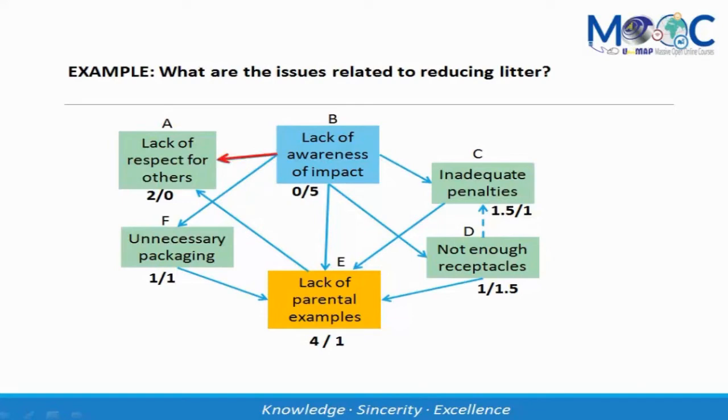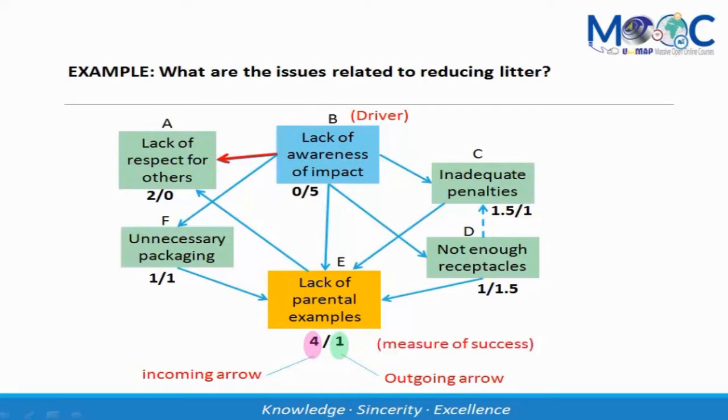Issue B influences issue A, so we have an arrow pointing from issue B to issue A. Do the same for the other issues. Then, we can calculate the number of incoming and outgoing arrows. Issue B, having the most outgoing arrows, is a driver for the studied problem, while issue E, with the most incoming arrows, is the measure of success to solve the littering problem.